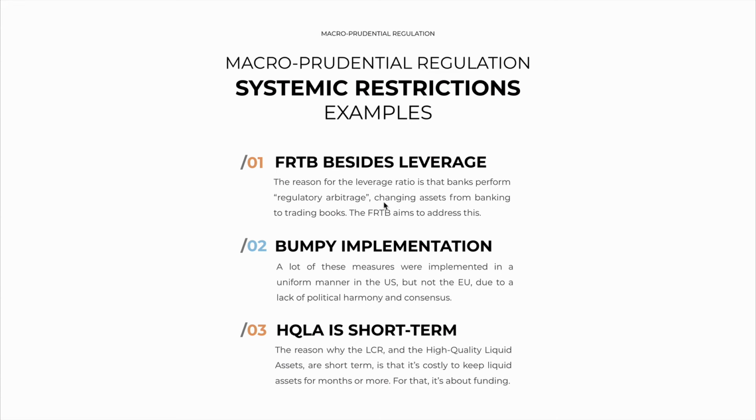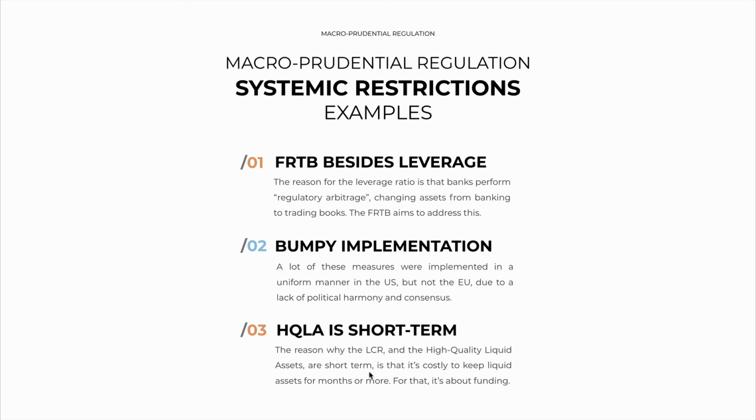And unsurprisingly, banks are not very happy with this, and there has been some very violent pushback from them. Then, a lot of these measures were implemented in a uniform manner in the US, but not in the European Union, and this is due to a lack of political harmony and consensus across the member countries. It's also possibly because the United States felt the pain of the great financial crisis in their core, with 2 of their biggest banks going under, so their reforms were swift and efficient, mainly Dodd-Frank. Europe had to face multiple political landscapes from different countries.